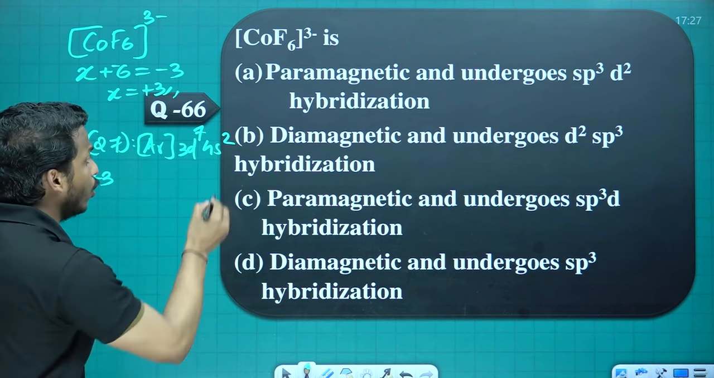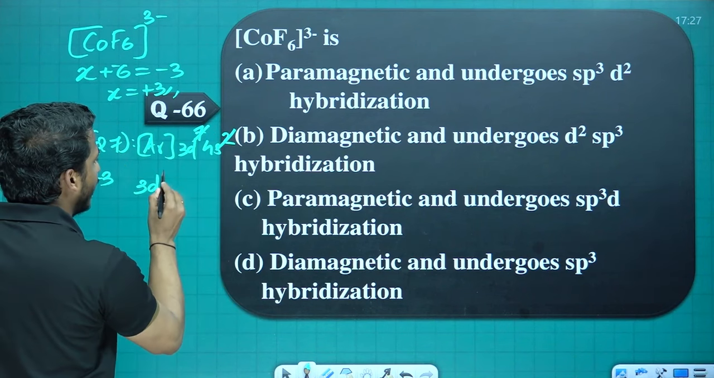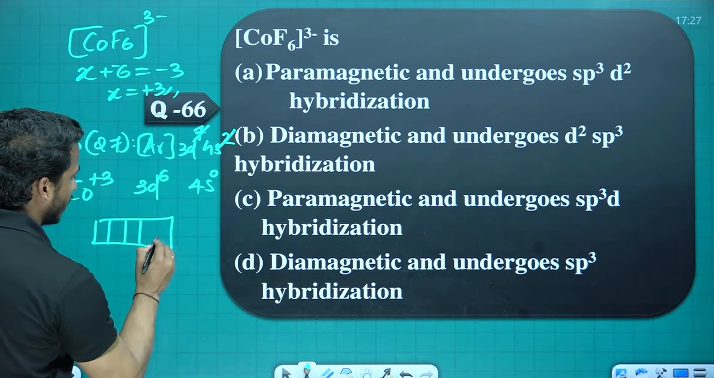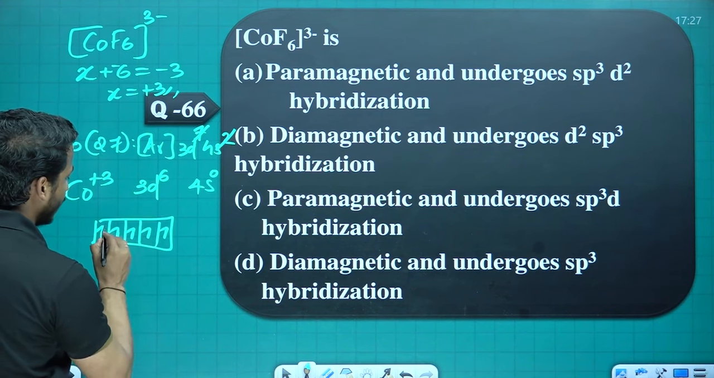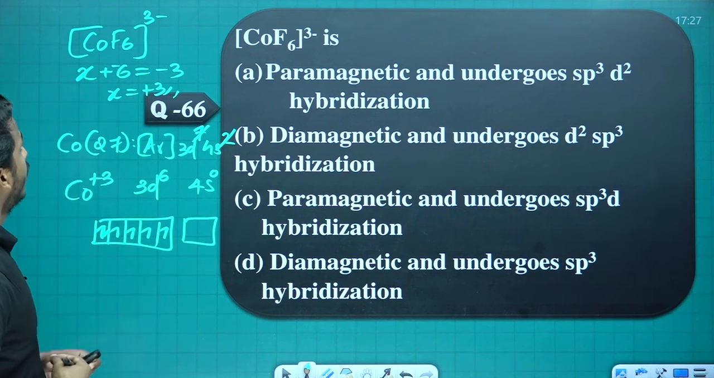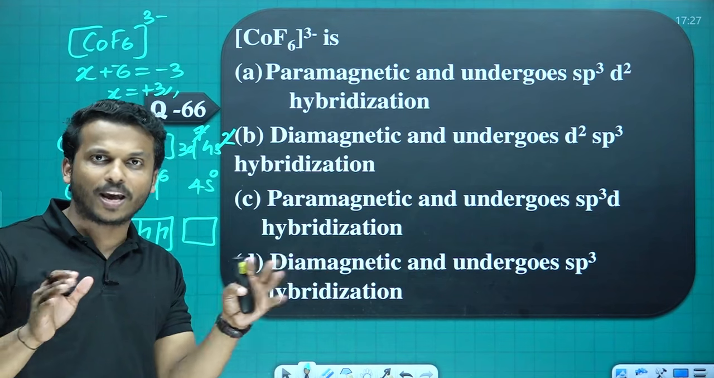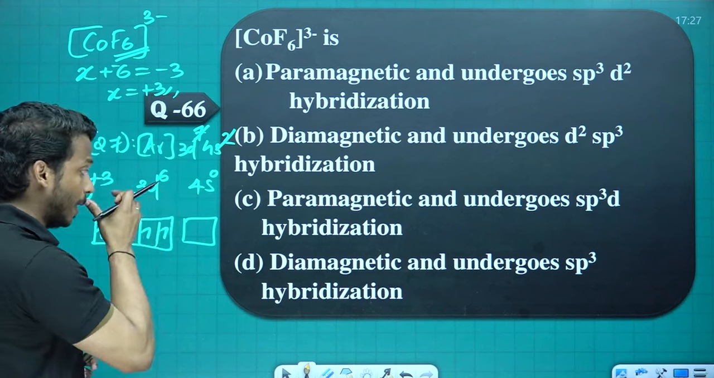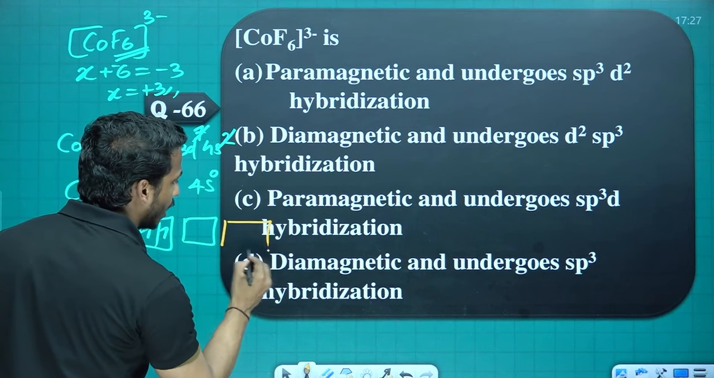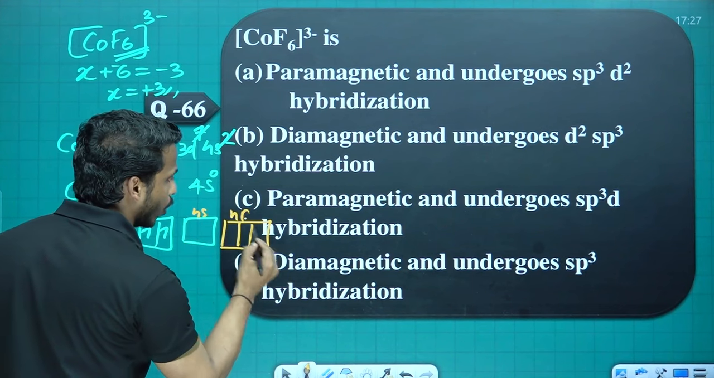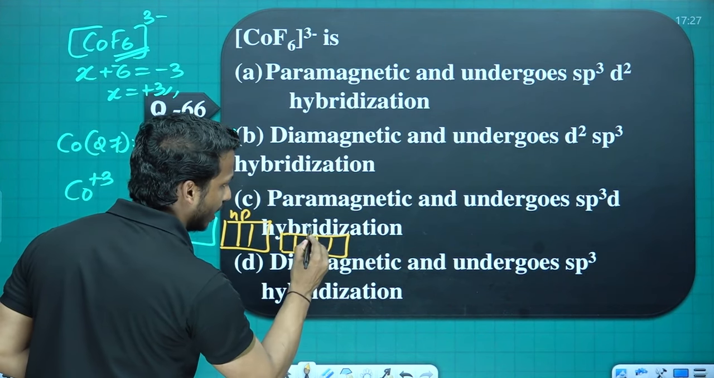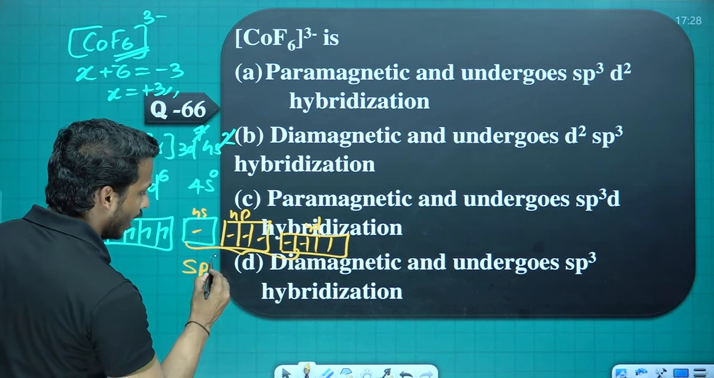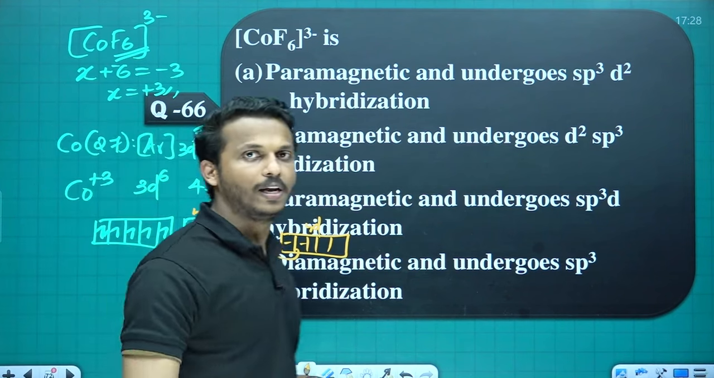What is meant by +3? Lose this 2 and 1, so remaining is 3d6 and 4s0. Okay, 3d6, let me write it here. How you write 6 electron? 1, 2, 3, 4, 5, 6 and 4s is free now. Fluorine is a weak ligand, so no pairing happen. So total 6 vacant orbital we need because 6 ligands are there. Only 1 is free. So let me take it after 4s who is free, 4p, after 4p which is free, 4d is free. So let me take 1, 2, 3, 4, 5, 6 orbital. What is hybridization? sp3d2.